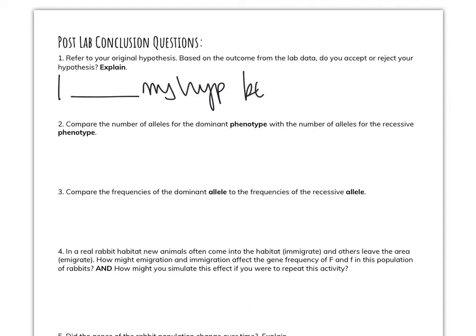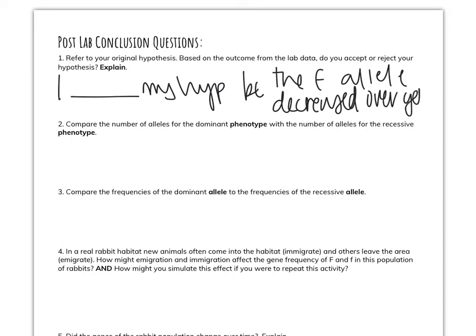So you'd say, I accept or reject my hypothesis because... like, let's say your hypothesis was if you have a little f homozygous recessive bunny, in the winter they'll die off. That was your hypothesis. So you would accept your hypothesis because the little f allele decreased over generations or whatever. Okay? But there has to be an explanation there.